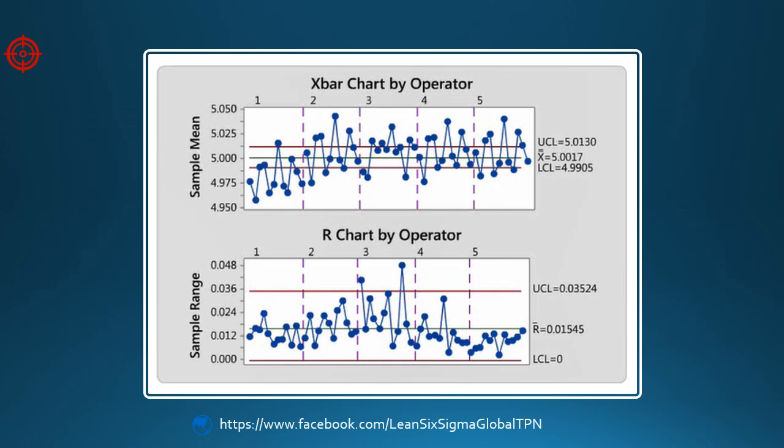So let's look at the Xbar and R charts more closely for the data collected from the PCBA viewer measurement tool. So first, we'll evaluate the repeatability of the measurements using an R chart. Remember, repeatability is the variation observed when the same operator measures the same part with the same device multiple times. The R chart plots the range of measured values for each combination of part and operator.